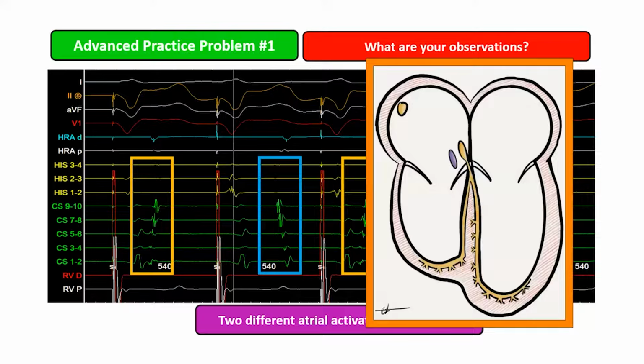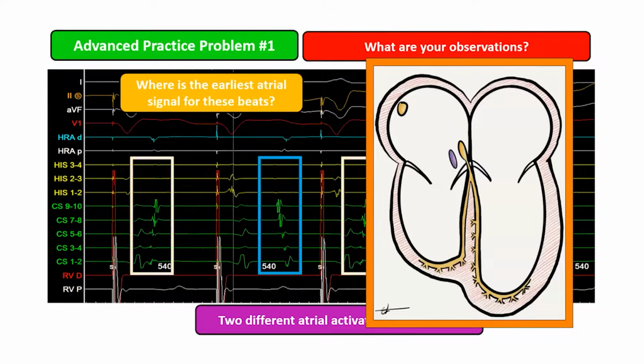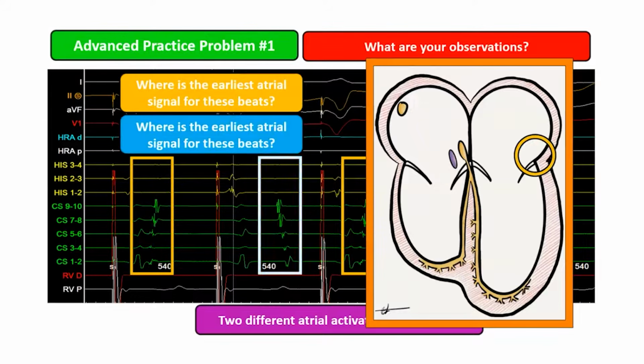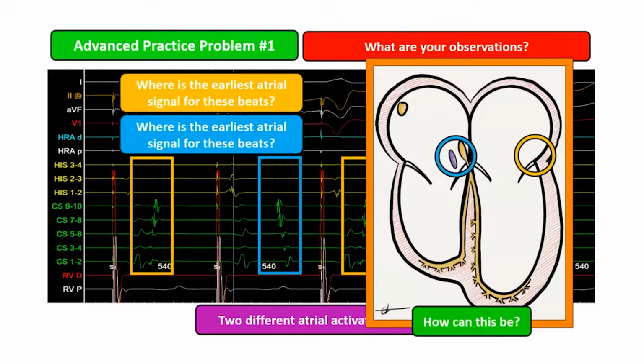Well, if we think about this from our cartoon perspective, we can see that on beats 1 and 3, the earliest atrial activation is actually occurring out here in the lateral aspect of the left atrium. And that for the second and fourth beats, these blue beats, the earliest atrial activation is actually occurring here in the region of the AV node. So how do we explain that? Well, this can be explained by the presence of a left lateral accessory pathway.